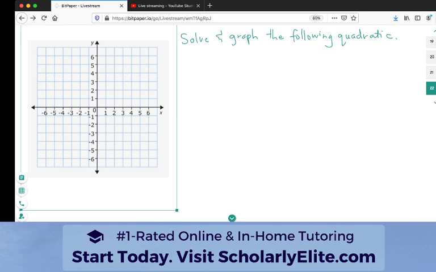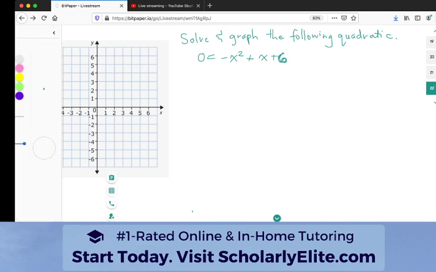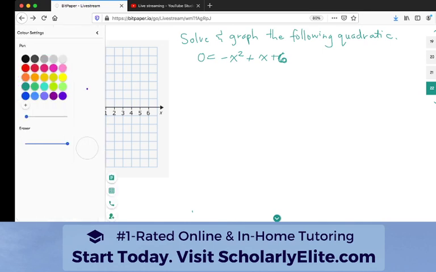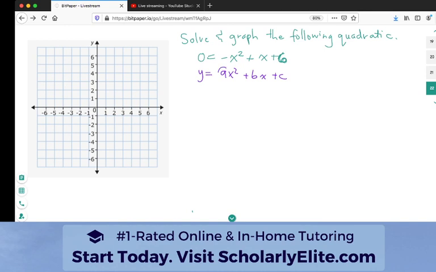Okay guys? So let's take a look at this equation. 0 equals, oh sweet Lord in heaven, there we go. Let's fix this. Sometimes my equal signs just come out looking crazy. Okay, so we've got negative x squared plus x plus 6. Remember in our original quadratic format, this is going to be y equals ax squared plus bx plus c.